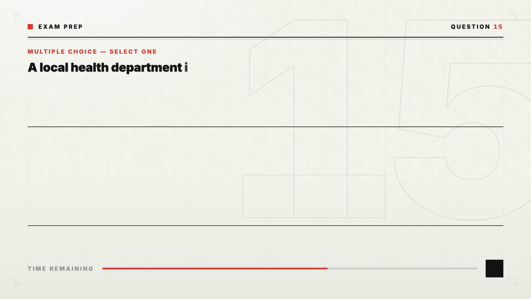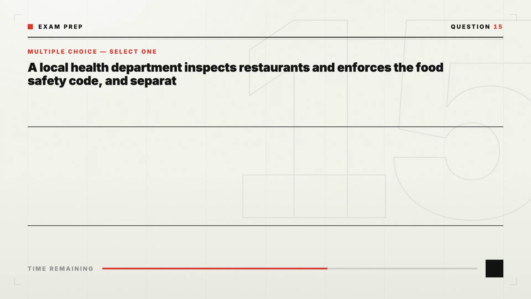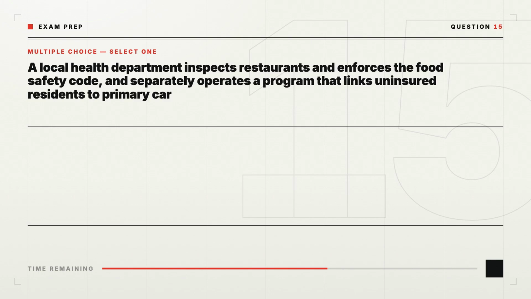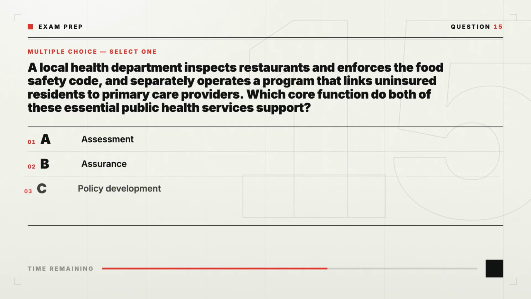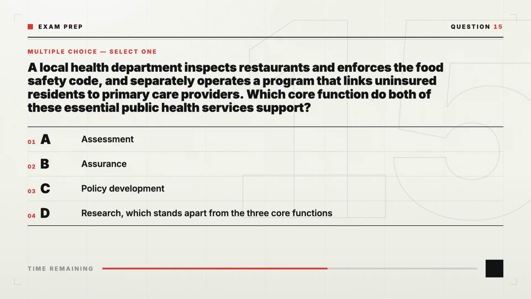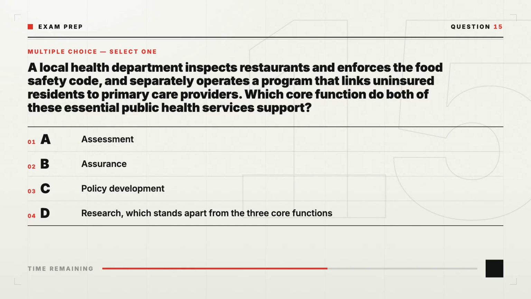Question 15. A local health department inspects restaurants and enforces the food safety code, and separately operates a program that links uninsured residents to primary care providers. Which core function do both of these essential public health services support? Your options are A. Assessment, B. Assurance, C. Policy development, D. Research, which stands apart from the three core functions. Don't overthink it. Which one feels right?